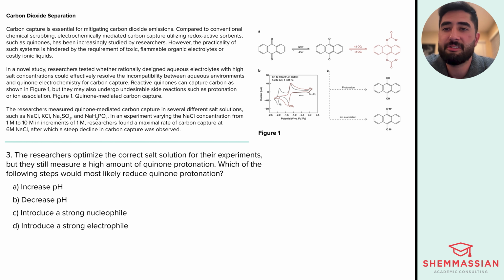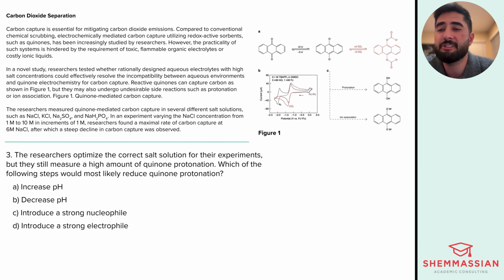The question states, the researchers optimized the correct salt solution for their experiments, but they still measure a high amount of quinone protonation. Which of the following steps would most likely reduce the quinone protonation? So again, this is one of those questions where it's referencing something from the passage. It's referencing that experiment. And you want to be thinking, is this something that's just straight up content knowledge, or is this something that I'd have to go back to the passage or the figure to answer?